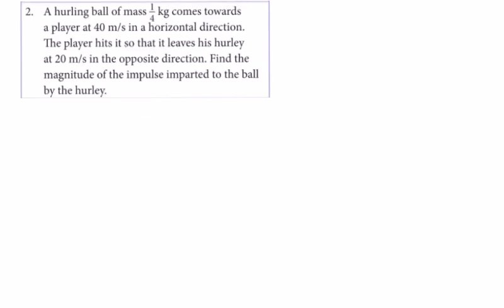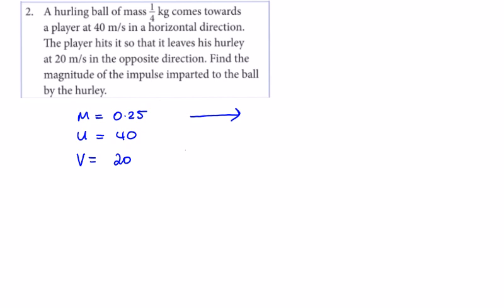Second, we have a hurling ball of mass 1/4, so 0.25. It's coming towards a player, so you can have it going whatever direction. Let's have it going in this direction. It comes towards a player at 40 meters per second. U is equal to 40. The player hits it so that it leaves the hurley at 20, so v is equal to 20. Find the magnitude of the impulse imparted to the ball by the hurley.